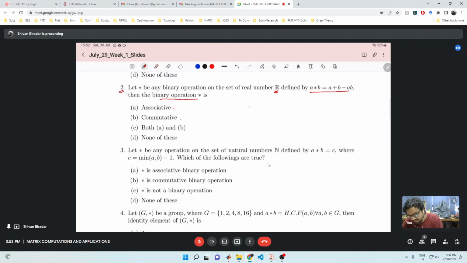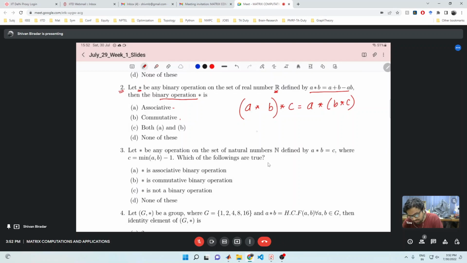What does associative mean? Let us say that we have three elements A, B and C. Remember that this is a binary operation, so it can operate on only two real numbers. Let us say that this is operating on A and B. Close this, and then associative would mean that (A star B) star C equals A star (B star C). Are these equal? Do this and find out whether it is associative. I think this is associative.